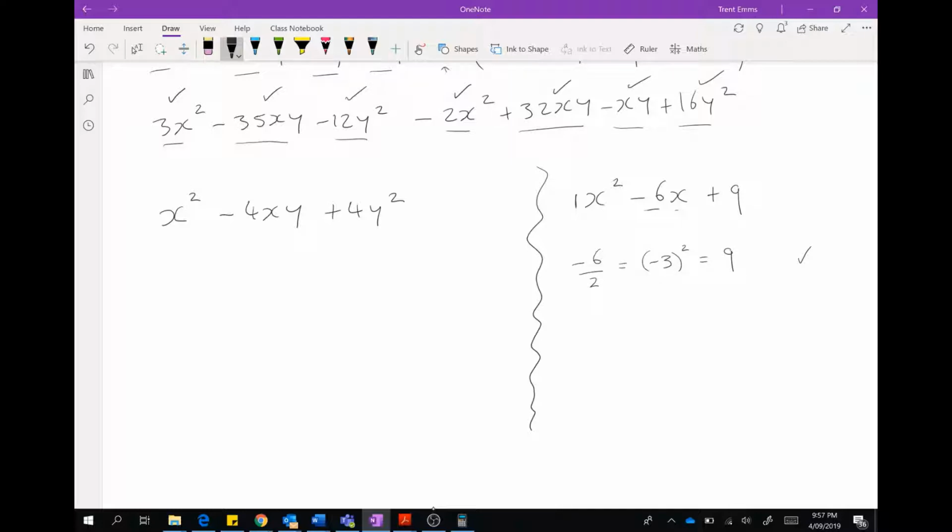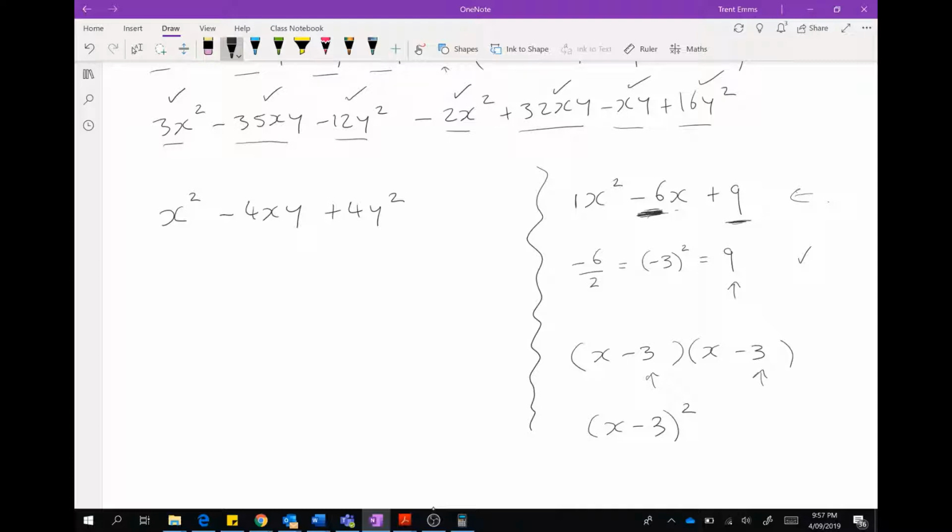And if the number on the end, without the x's on it, is that number there, when you halve the number in front of x and then square it, then this is a perfect square, and it can be written with the x at the front, like so, and the bits that go here and here are half of this number. In this case it's negative 6, so half of negative 6 is negative 3, which can be written as x minus 3 all squared.